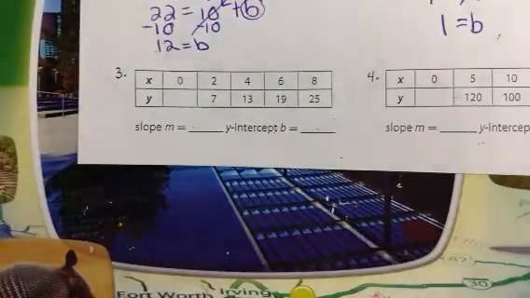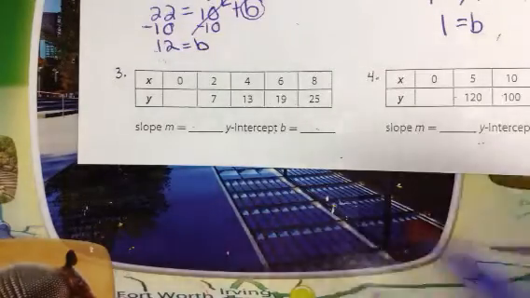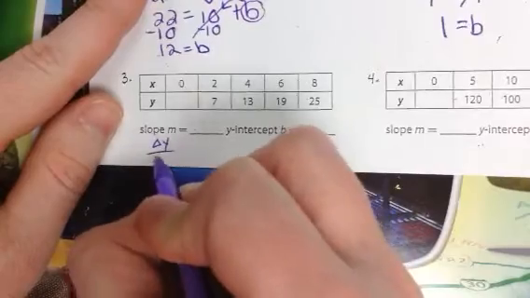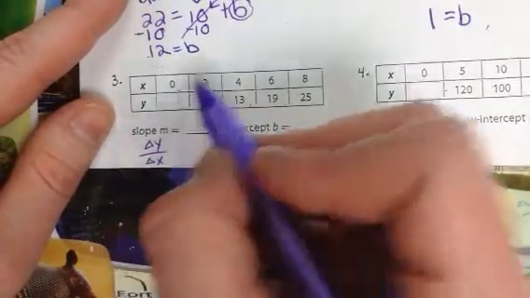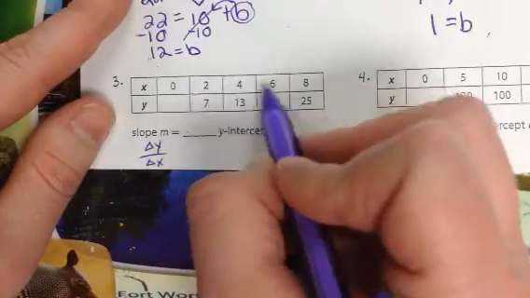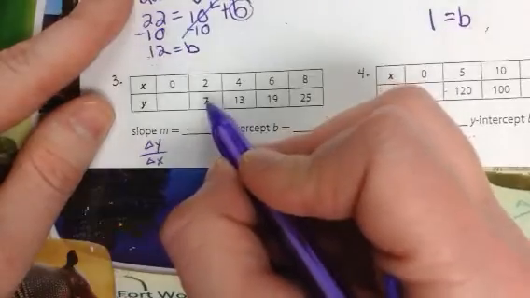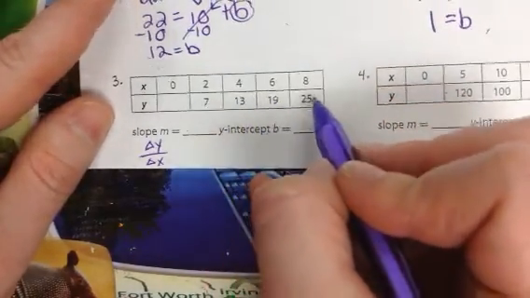Okay, these bottom ones go a little bit shorter. So we're going to go ahead and start with the slope: change in y over change in x. Now this first part of the table isn't filled out, but you can look for a pattern and fill it in. So it went from 7 to 13 to 19 to 25.